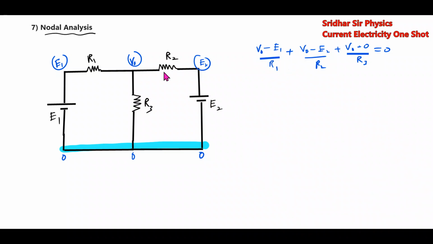So how are you writing this? We are applying Ohm's law across each resistor. Let's assume the direction of current; we don't know it, so we assume the current will flow like this. V0 minus E1 by R1, V0 minus E2 by R2, V0 minus 0 by R3. I'll solve to get V0, substitute it here, and then get the current in the individual branches. This will be much easier, no? There it was two unknowns, here only one unknown, and we'll get the answer.